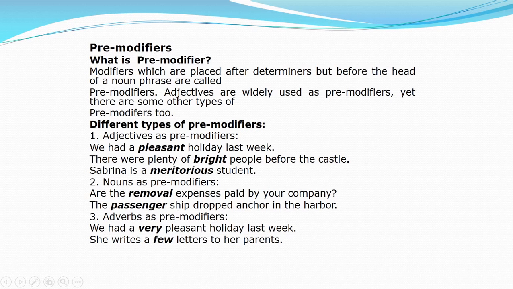So removal has been used here as a pre-modifier. Second example: the passenger ship dropped anchor in the harbor. Here the word passenger is a noun, ship is also a noun, but passenger has been used before the word ship. We can also say that the ship dropped anchor in the harbor.